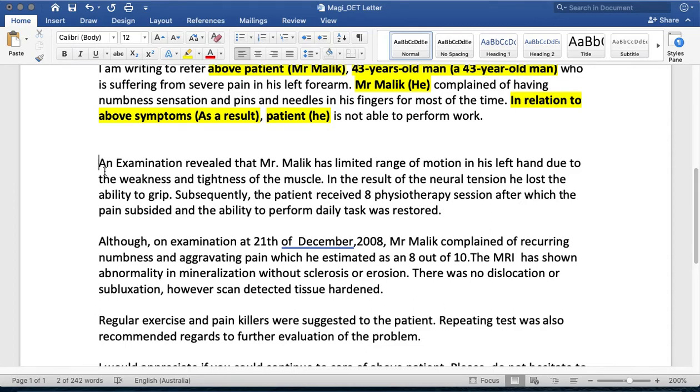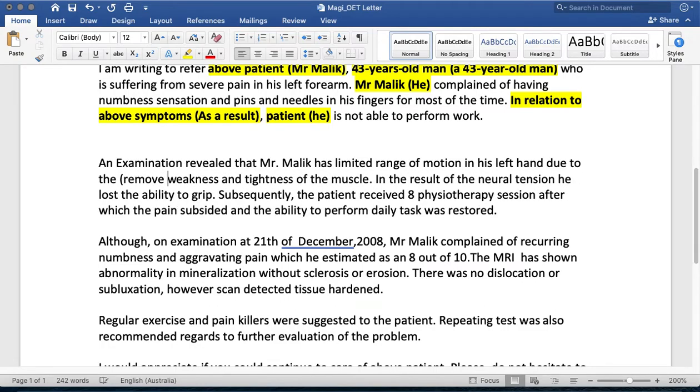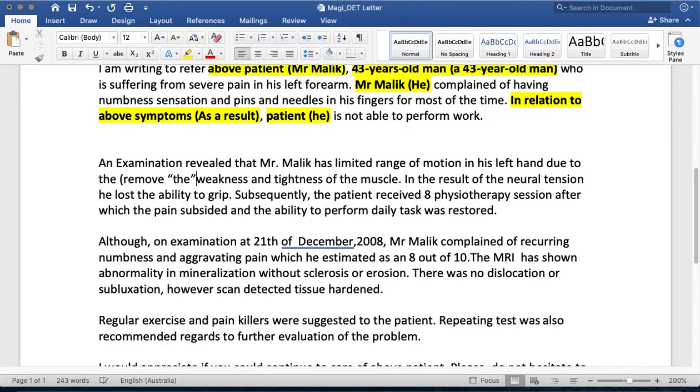Let's go to the next one. The next paragraph starts with an examination revealed that Mr. Malik has limited range of motion in his left hand due to the weakness and tightness of the muscle. Okay, let's say we don't need to mention the here. So I would like to request her to remove the from here.